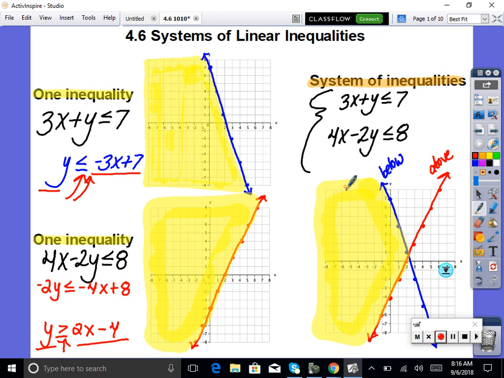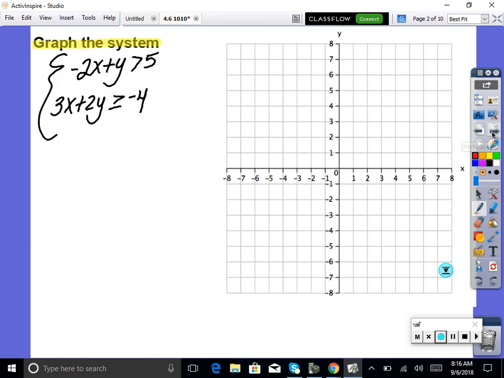Solid lines are solutions, dotted lines aren't. So, for example, over 0 up 3 would be a solution. Over 2 up 1 would be a solution because that's a solid line. There's no dotted lines here. Are we good? And so on. Okay, awesome. Let's just practice that.